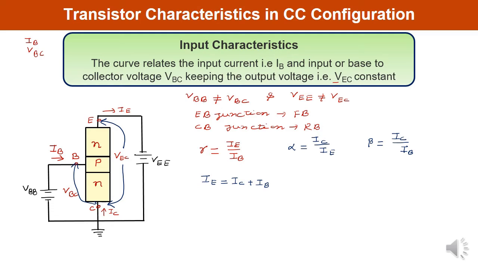So gamma is the ratio of 1 upon 1 minus alpha, the relation between gamma and alpha. You know that beta is alpha upon 1 minus alpha. At the same time gamma is equal to beta plus 1. So just to give you a review of how these current gains are related. You must remember all these terms.